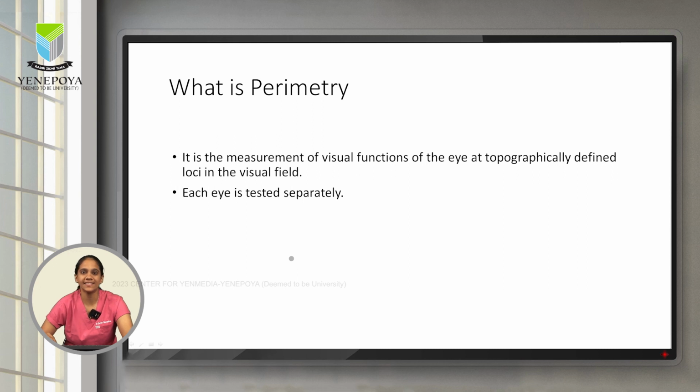So here I said that each eye can be tested separately, but your examiners might ask, where do you do a binocular testing? In very advanced stages of glaucoma, we'll do binocular testing. It's a test called the Esterman's binocular test that is available on Humphrey's visual field. Humphrey's visual field is what we use right now in almost all of the hospitals.